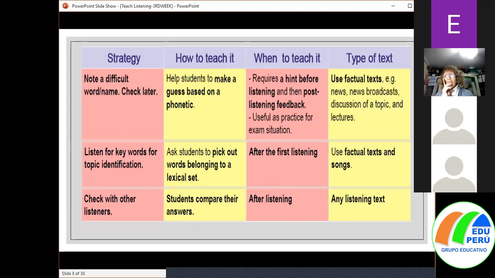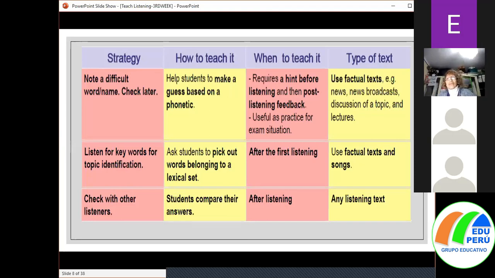After the first listening. So they are going to identify some keywords, and at the same time, they are going to identify the topic of what they are listening to. What is the type of material or type of test? Factual texts and songs, for example. This is the most useful technique that we use in order to motivate our students to listen, right? When we use songs, all right? So notice here, they listen for keywords in order to identify the topic. And here you use this kind of material.